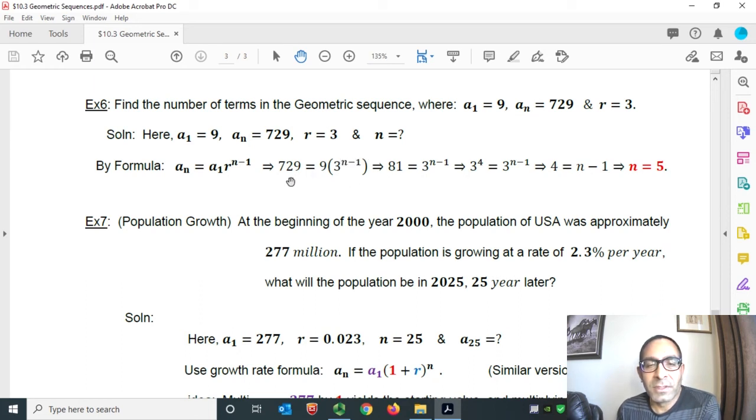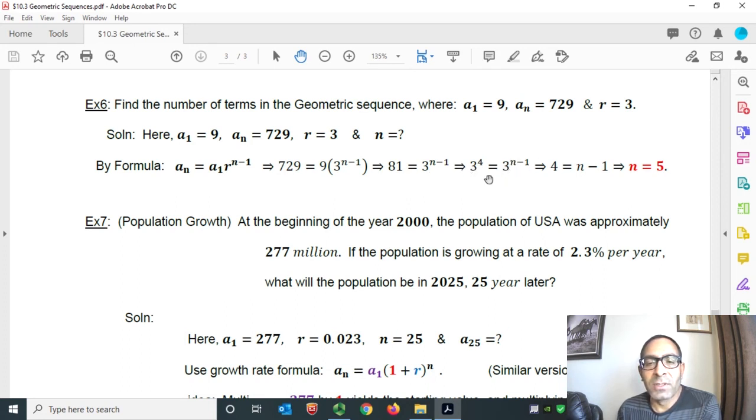The next step, let's divide both sides by 9. So 729 divided by 9 is 81, equals 3 to the power n minus 1 as it is, and this 9 cancels when you divide both sides by 9. In the next step, let's solve this exponential equation. To solve these exponential equations, we want to make the same base on both sides if possible. Here on our right hand side, the base of this exponential function is 3. So let's rewrite 81 as 3 raised to the power 4. So then we have 3 raised to the power 4 equals 3 raised to the power n minus 1.